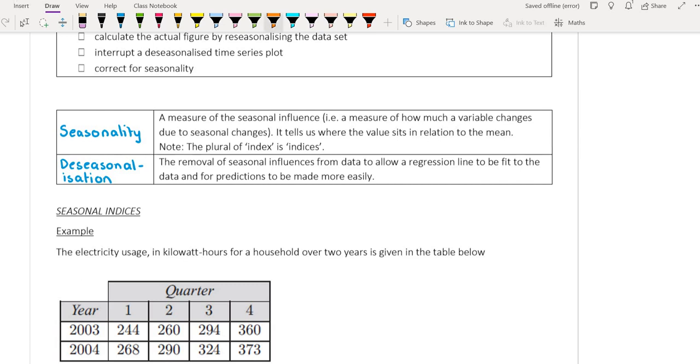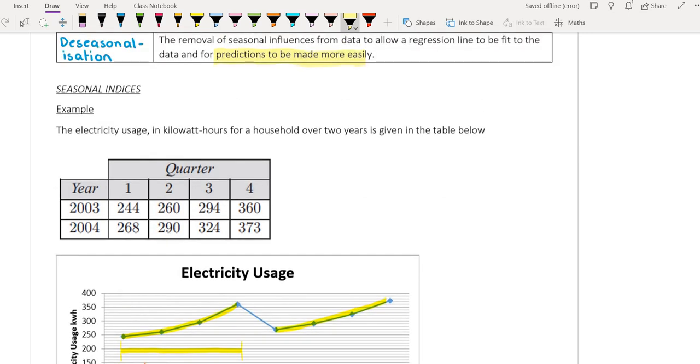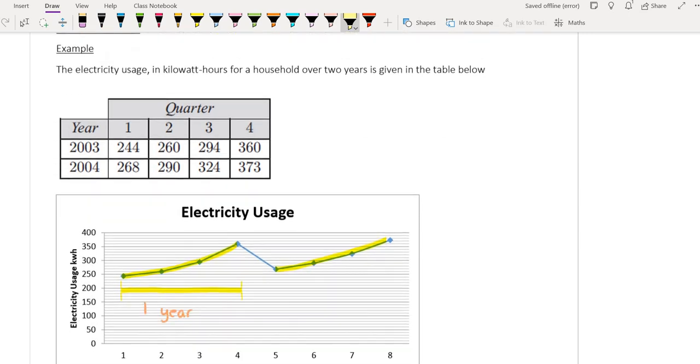This lesson we're looking at seasonality, which is how much a variable changes due to seasonal factors. And then we also look at how to get rid of seasonality in our data by deseasonalizing the data. If we do that, it'll let us make predictions more easily and see the trend more easily in our data.